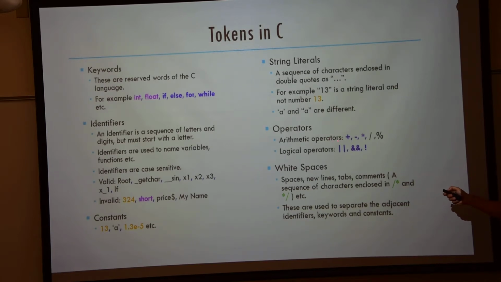Operators, you can do arithmetic, like plus, minus. Logical operators, you can do and, or operations and so forth. We will get to that in a moment. You will use a lot of white spaces, obviously. New lines, tabs, comments, and so forth. Comments are enclosed in these types of symbols, in green here, the slash with the star and so forth. And spaces in general are used to separate identifiers. That's very important. That's how the compiler is parsing through your code.